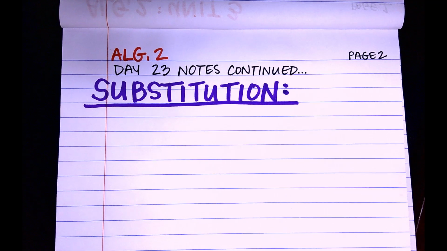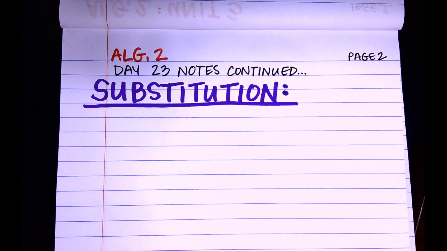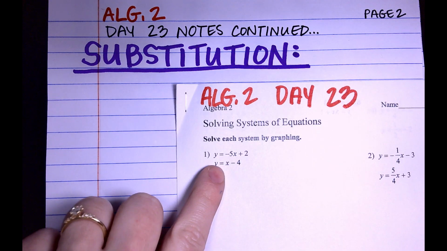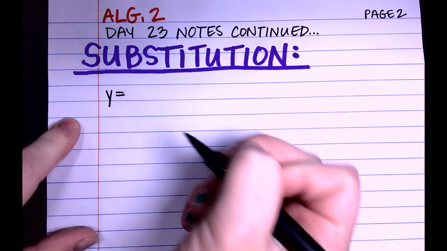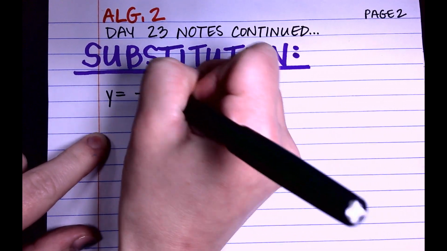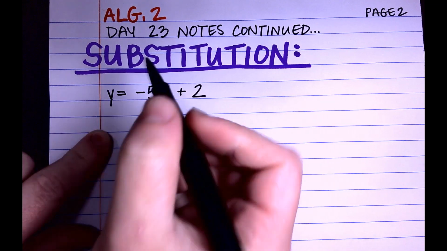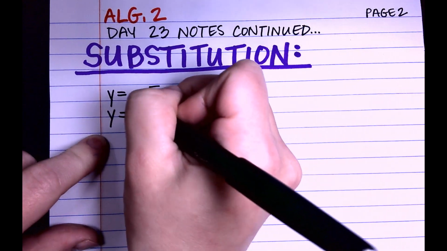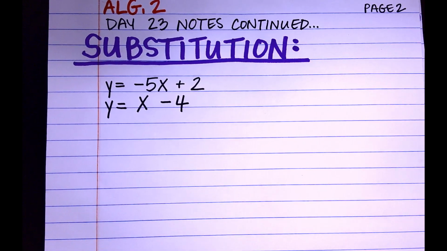So to solve using this method called substitution, I think one of the best ways to explain it to you is to show you an example. So I am going to pull the problem on the first page of that worksheet I gave you. We're just going to use number 1, which is y equals negative 5x plus 2. And the other equation is y equals x minus 4.